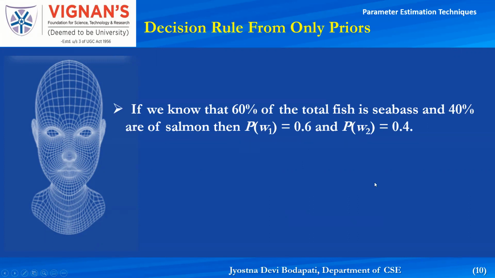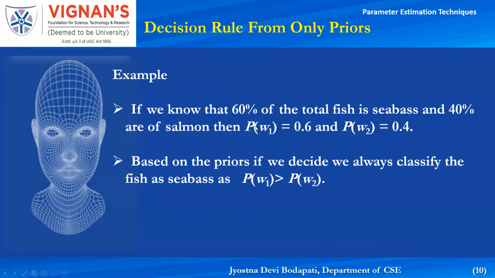And what is the decision you are going to take? First class, right? Why are you taking it as the first class? Because the prior probability of class 1 is higher than the prior probability of class 2, right? So whatever fish comes to you, you are assigning it to sea bass alone. Without any thought process, you are just assigning all the fishes to the sea bass class. Is it fine to do that?